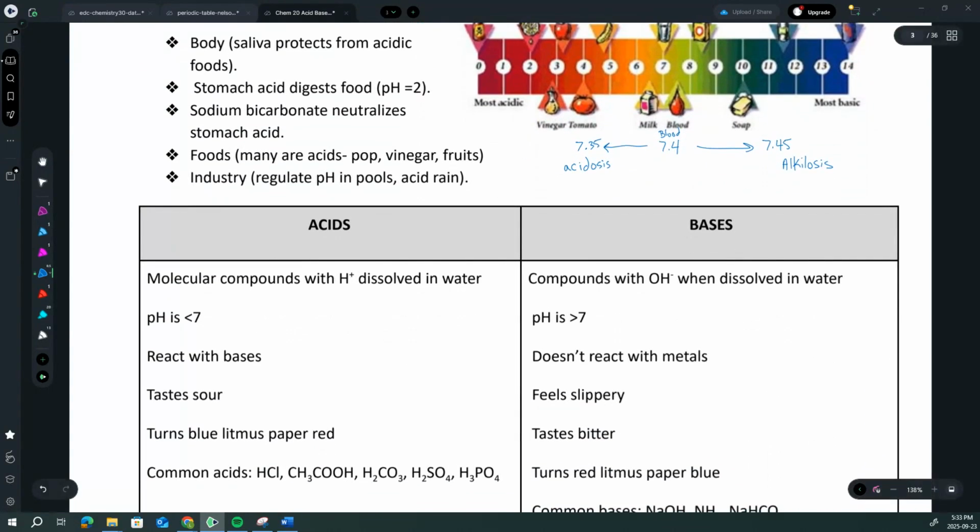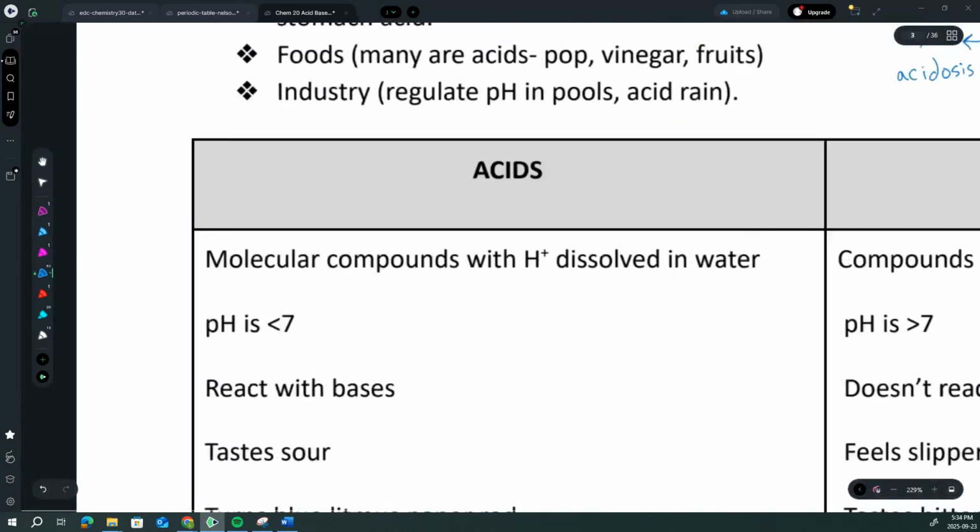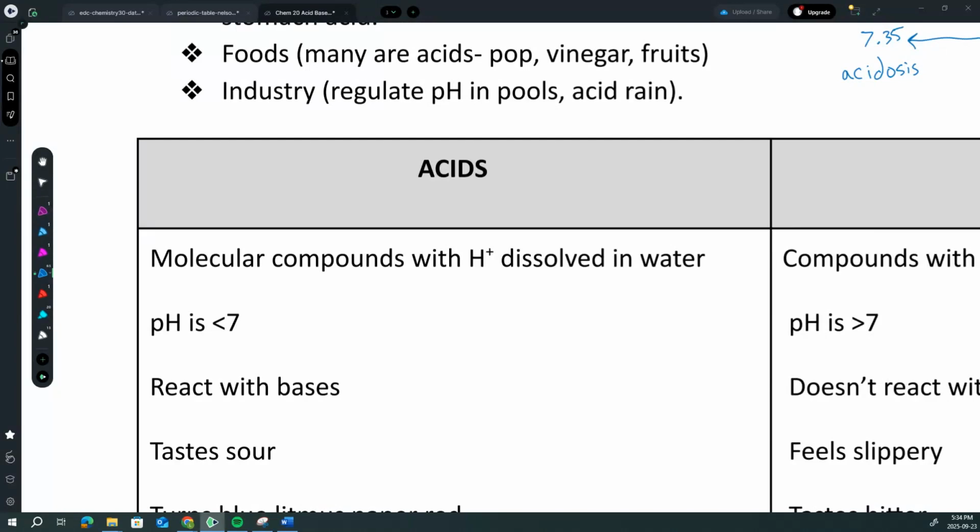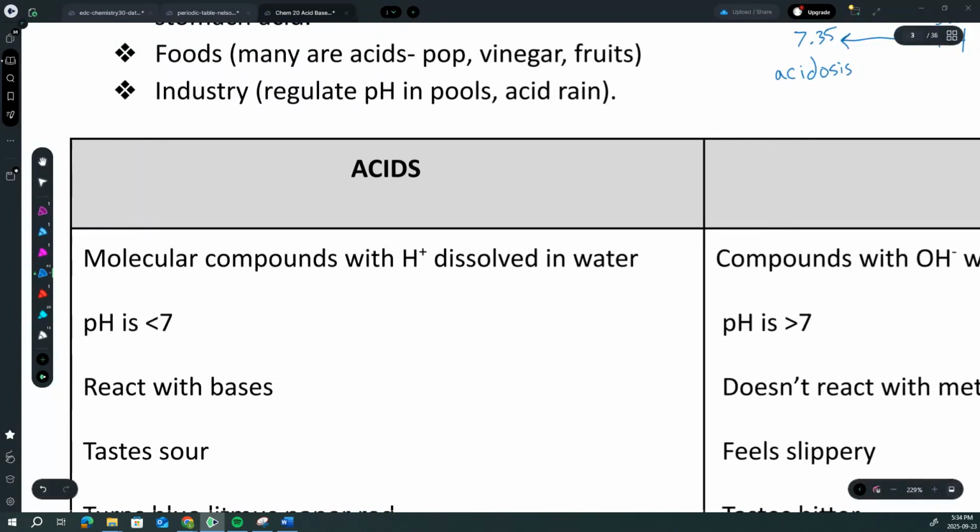Okay, now with acids, typically acids are molecular compounds that are going to produce H+ ions when they are dissolved in water. So this is part of that original Arrhenius definition. So I'm going to write that right here. Arrhenius definition.